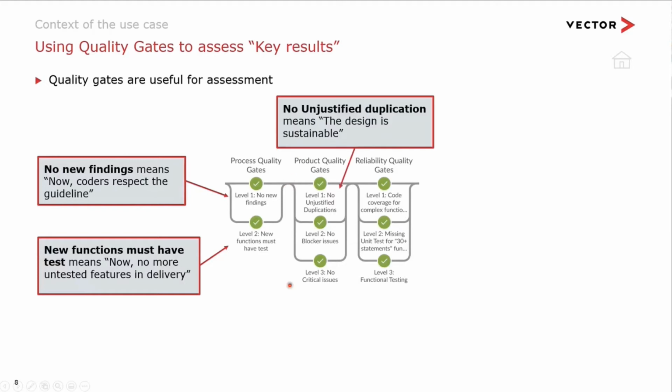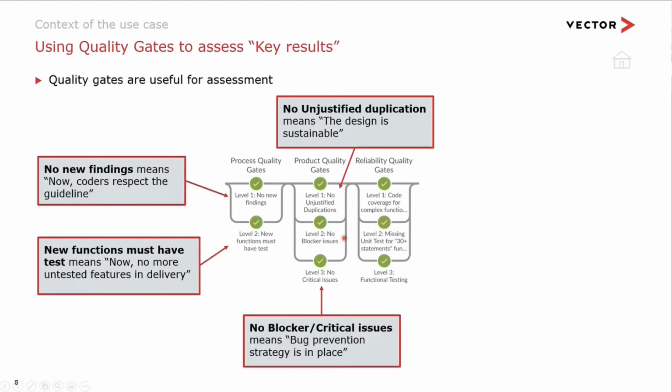So the second part of this quality gates regards the product quality gates. So here we just want to make sure that the quality is good enough for maintainability purposes. So we want to remove all duplication and cloning to make sure the design is sustainable. And we also want to remove blocker and critical issues just to make sure that we have a break prevention strategy in place.